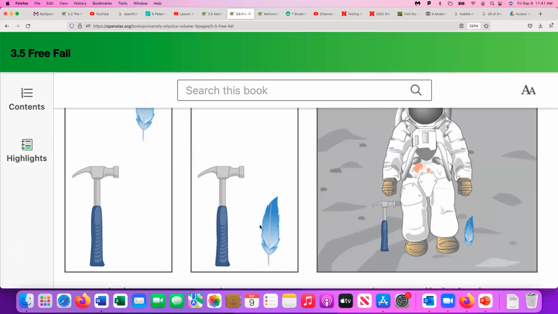So when they went to the moon, I think it was Apollo 14 or 15 or something like this, they brought a feather and a hammer and dropped them on the moon where there is no air. And lo and behold, they fell at the same rate and both hit the ground at the same time.